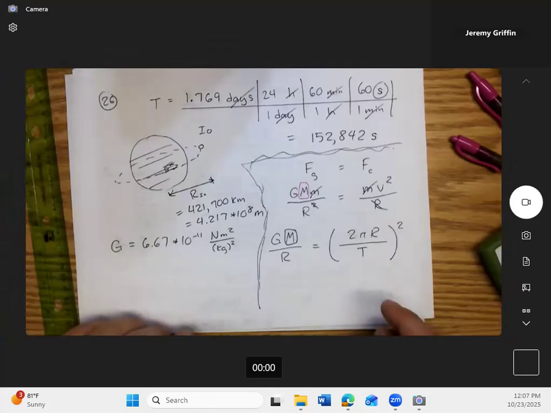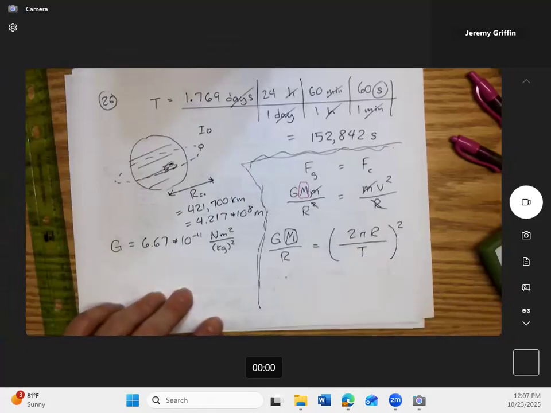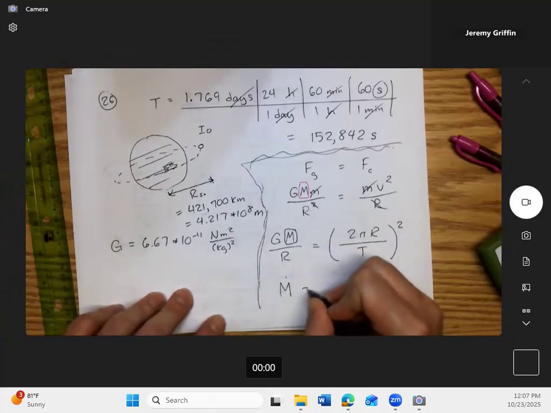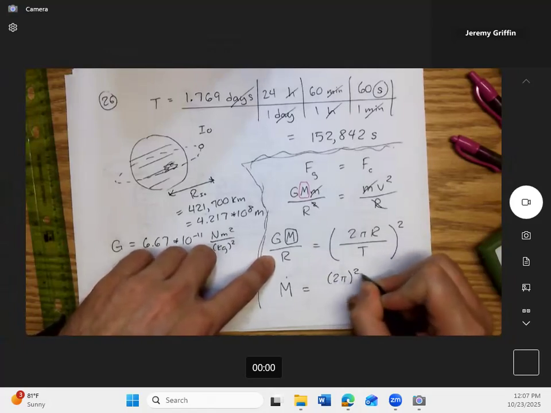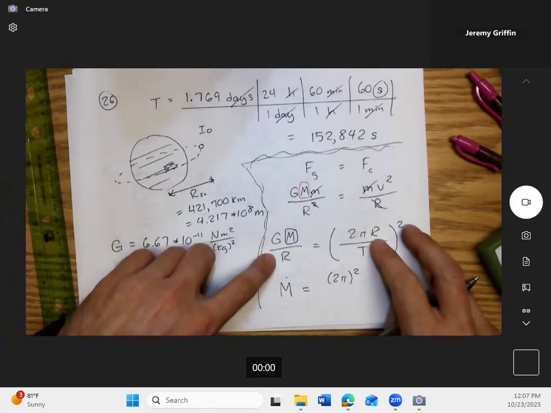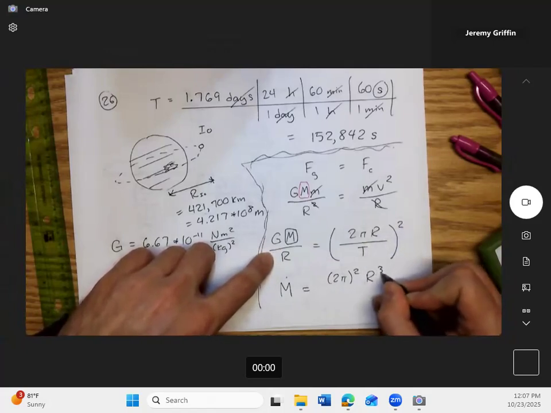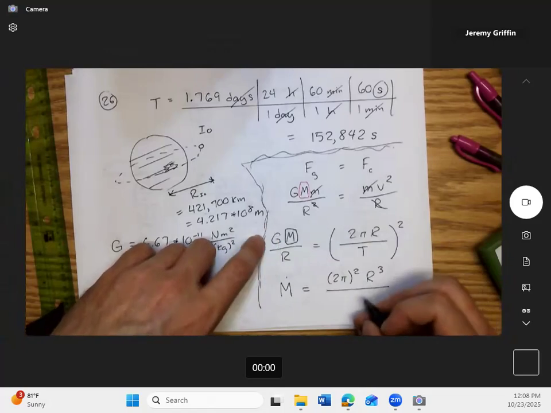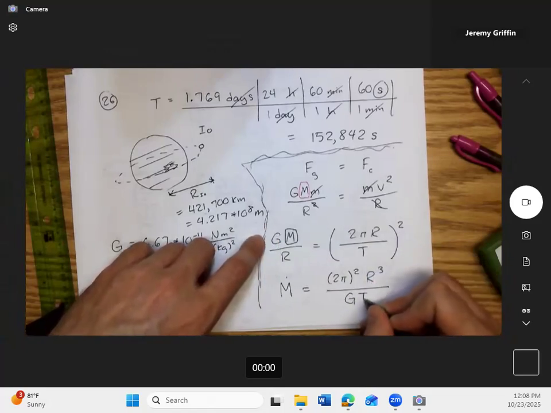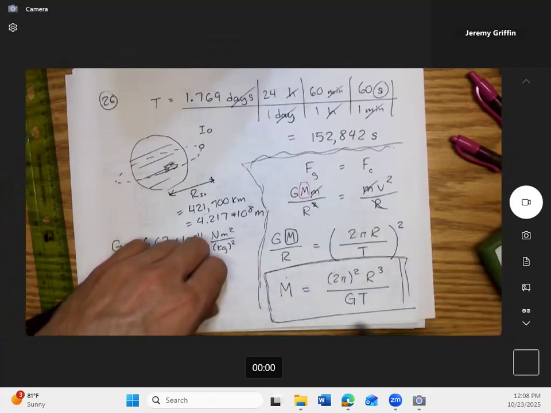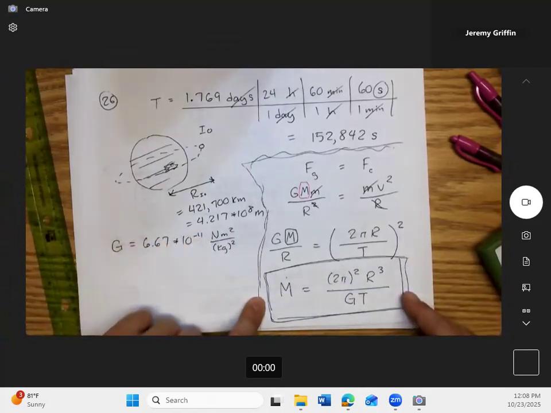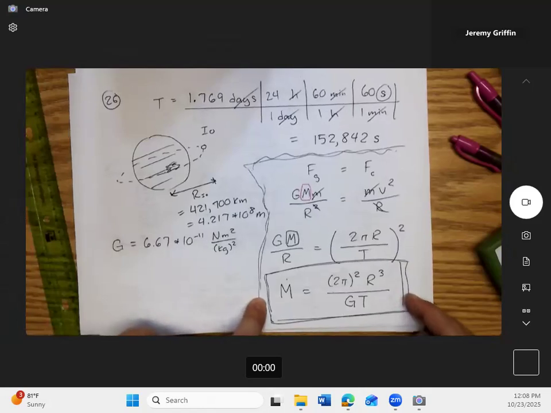All right, next step. Can I cross multiply this r and divide down this G? So the mass of the planet equals 2 pi squared times r squared times the third r, so r cubed, and then I divide down this G, and I have T squared down there. I think that's the answer in terms of variables. Will that expression find the mass of any planet that has a moon going around it?